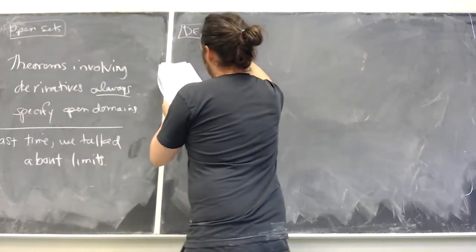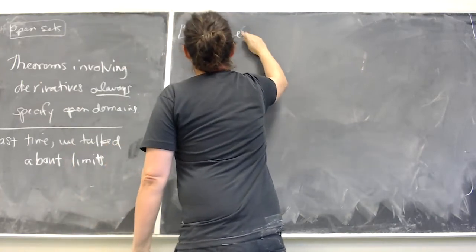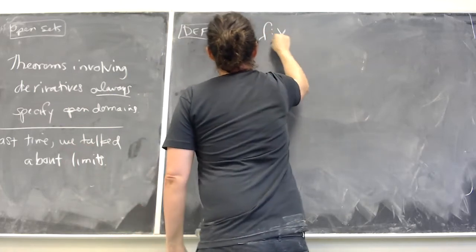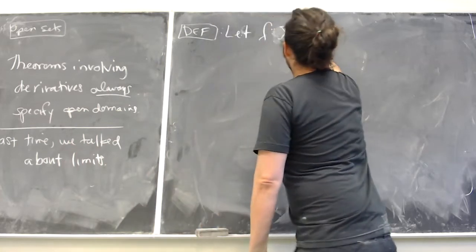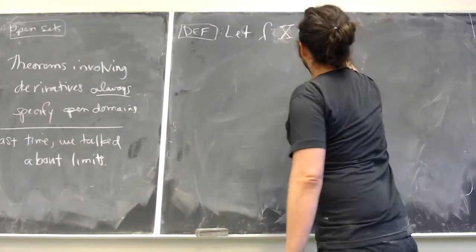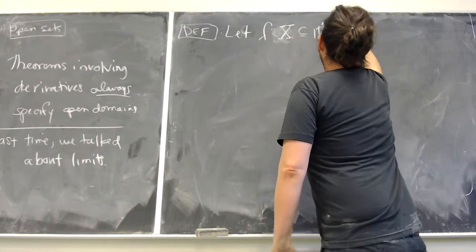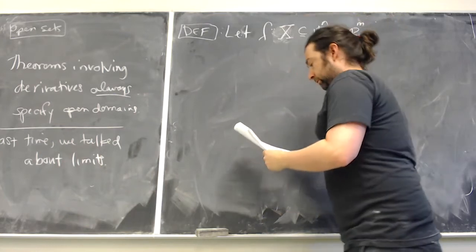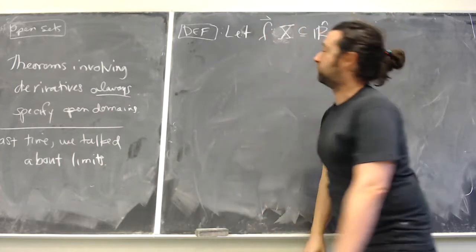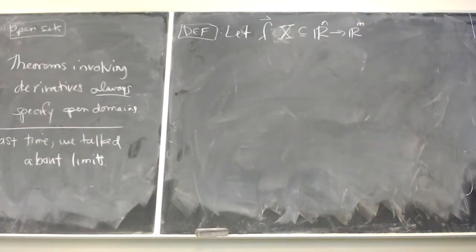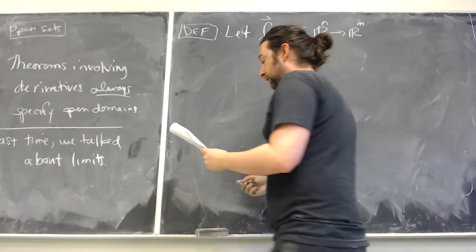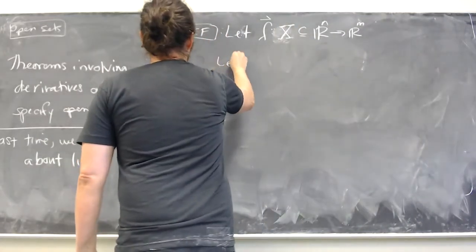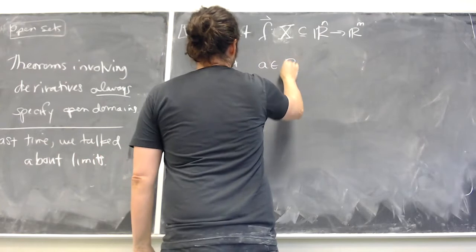Vectorized version of continuity. Let F take a domain. Sorry. Nothing special about the X except to distinguish it from lowercase x's. Okay. So F here is a vector valued function. It takes an n-dimensional input, it spits an m-dimensional output out. The point of this definition is it doesn't matter if it's a vector or not. The definition of continuity is the same. Let A be a vector in Rn.